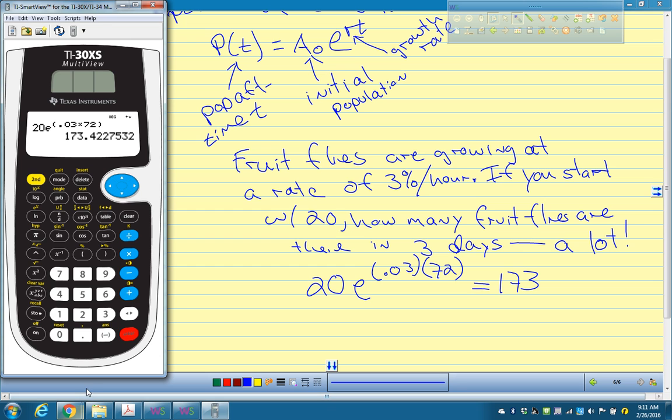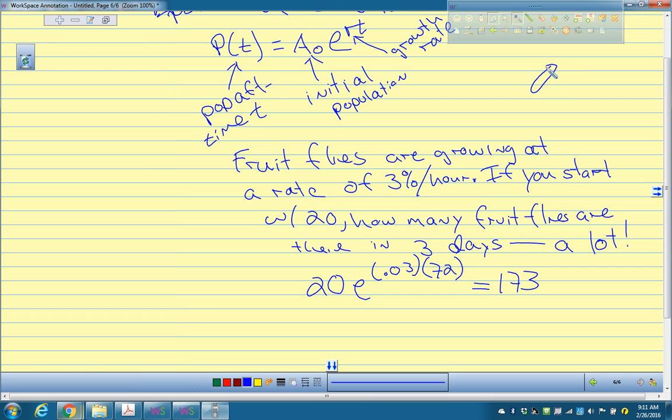Wait, what? A fruit fly, yes, they look like this. Never mind. I don't know what a fruit fly looks like.